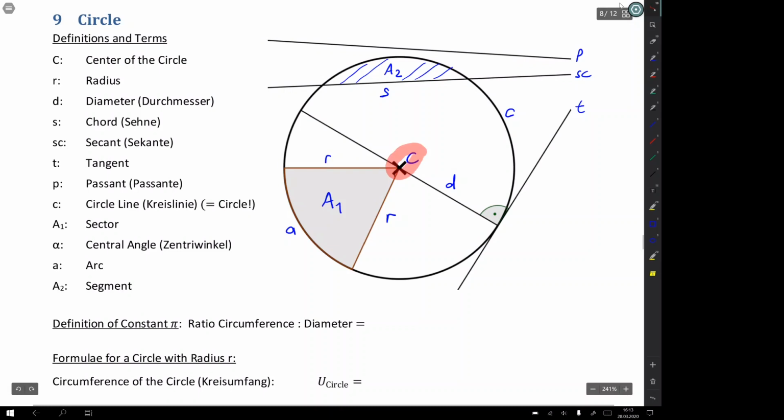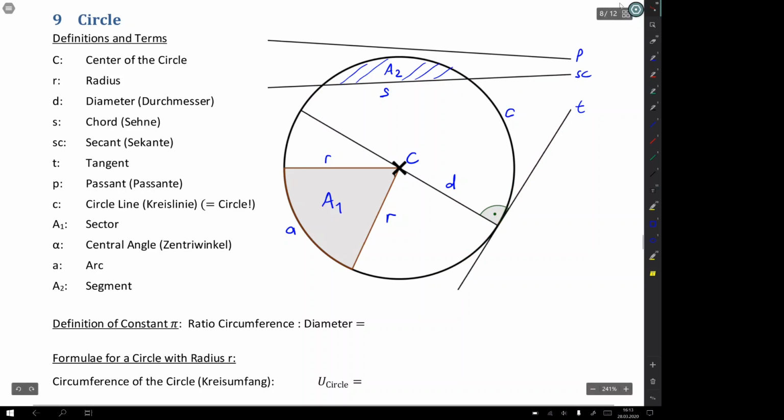Here we have the circle center, here for example the radius, a diameter, Durchmesser. We have then the chord. This is a straight line from one point on the circle to another point on the circle. Then the secant is any straight line that intersects with the circle. Den Kreis schneidet. We have the tangent which touches the circle.